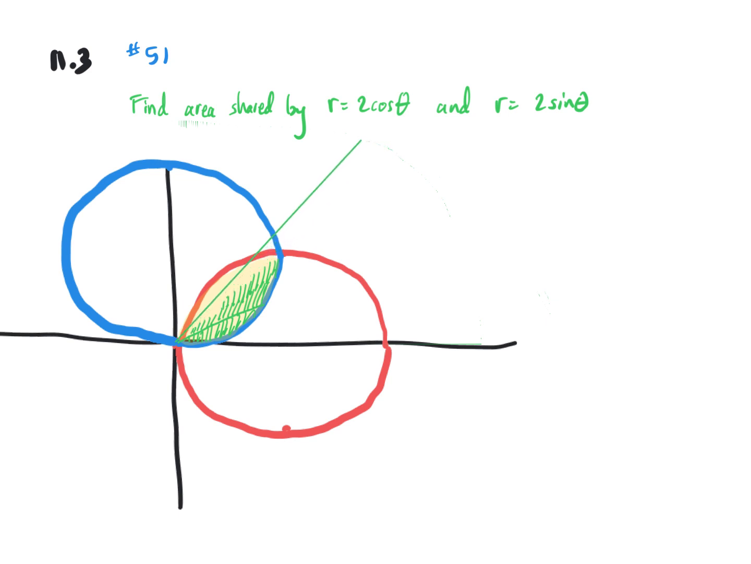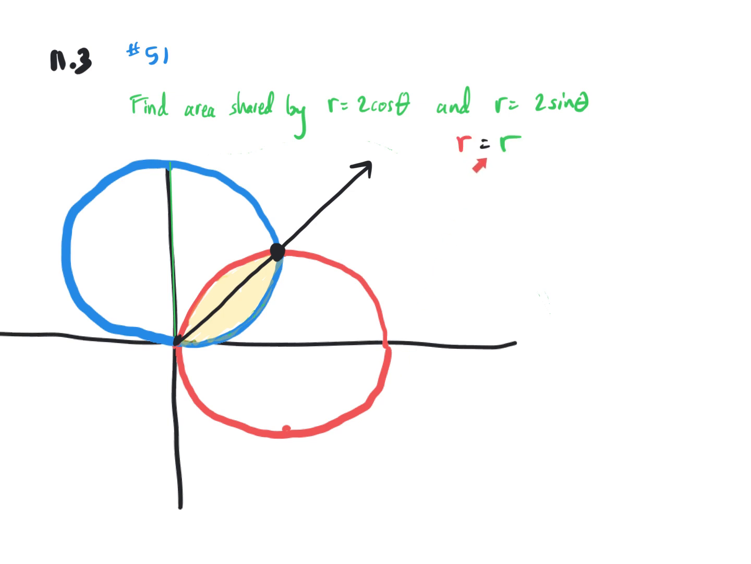And we'll continue sweeping until we are tangent to the red circle, which means we'll be pointing at 90 degrees. So we'll be doing one area calculation for the blue boundary and then the other one for the red boundary. So we need to know where the blue circle and the red circle intersect each other at this point.